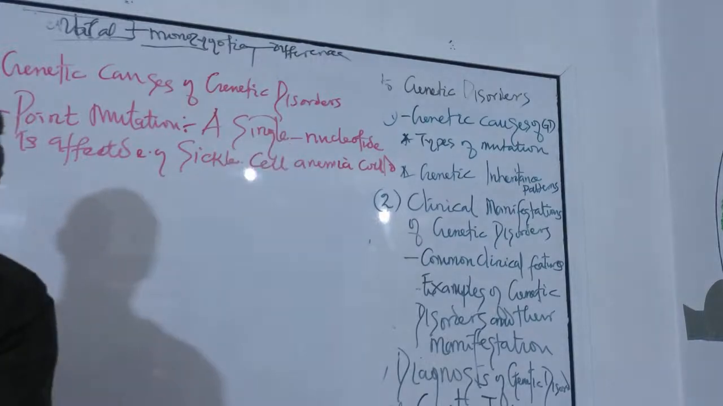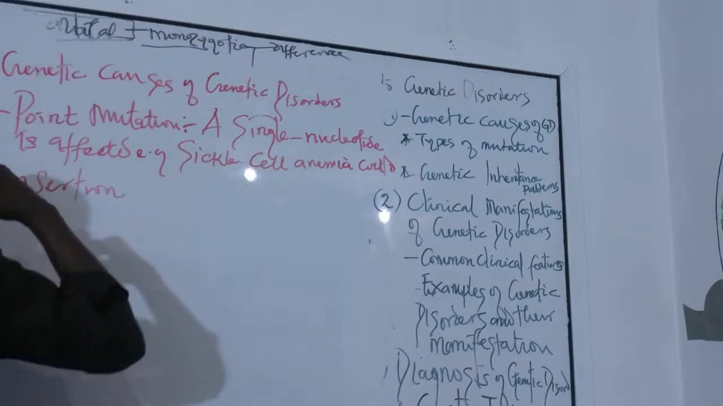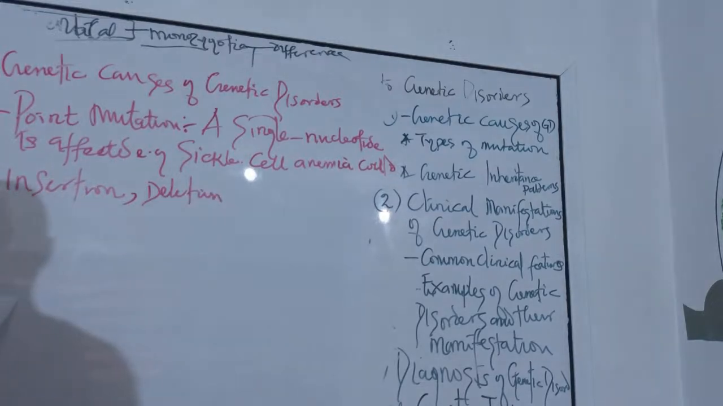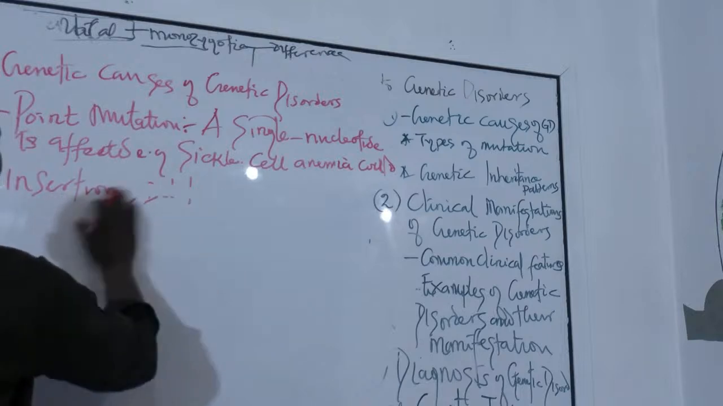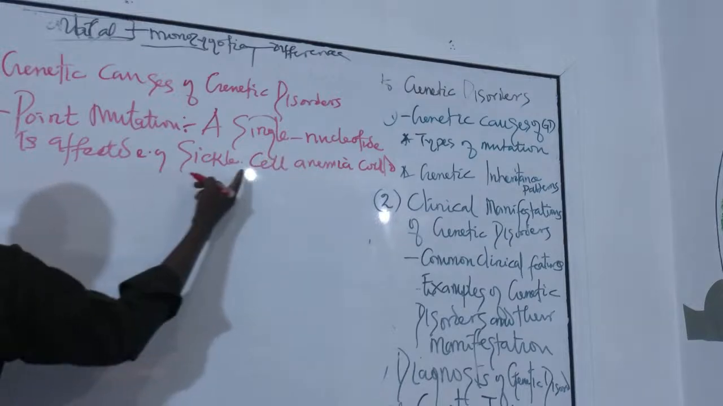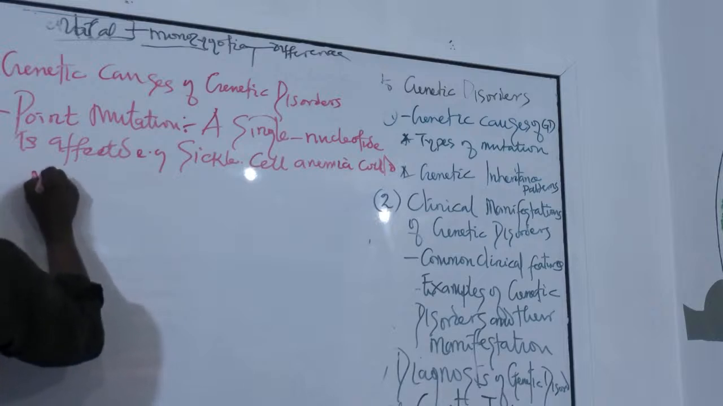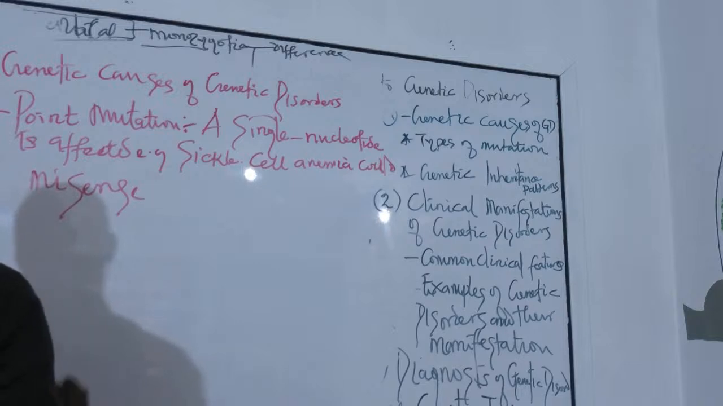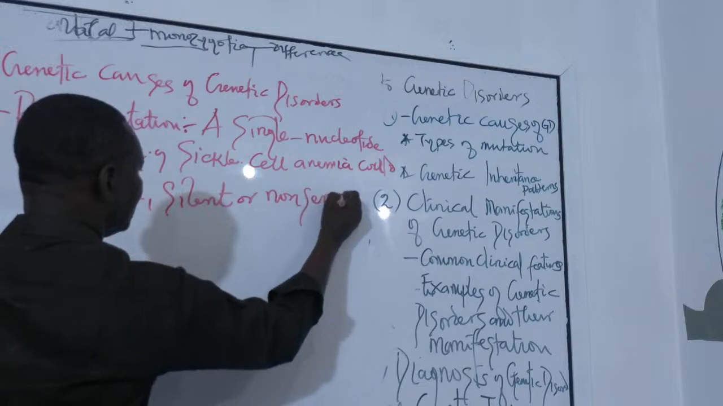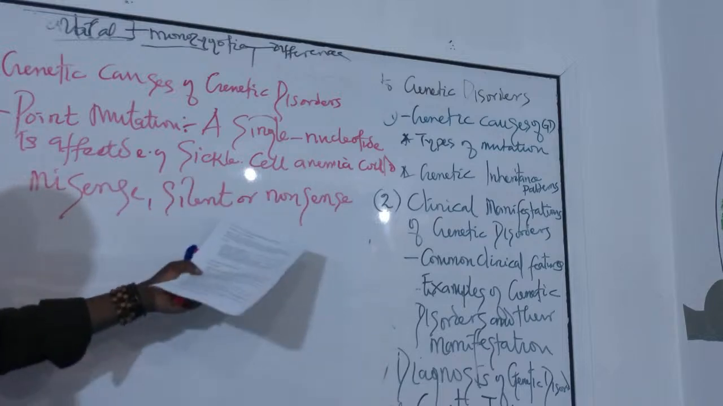Point mutation, that is when a single nucleotide is changed, could be in form of insertion, which has to do with when only one single nucleotide is added. It could be in form of deletion, when a single nucleotide is deleted. In a case study of sickle cell anemia, for example, this kind of replacement of a single nucleotide can result in different types of point mutation, which can be missense mutation, a silent mutation, or a nonsense mutation. We will see what we mean by missense, silent, and nonsense mutation.